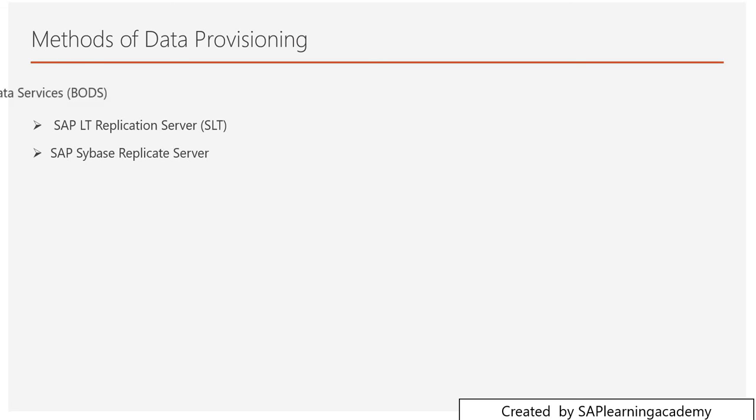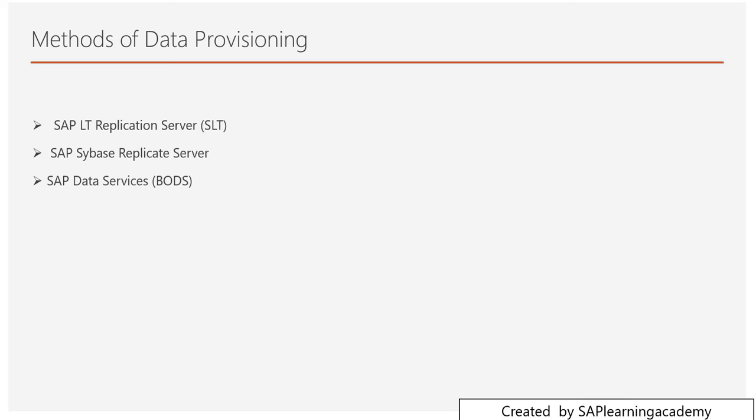Now coming to the third type, the SAP Data Services or BODS. It is an ETL tool, and using this tool you can move the data from source to target using the ETL process. By this process you can schedule a job in batch, and based on the schedule time you can transfer the data from source to target. Here your source system can be SAP or non-SAP, so it supports both.